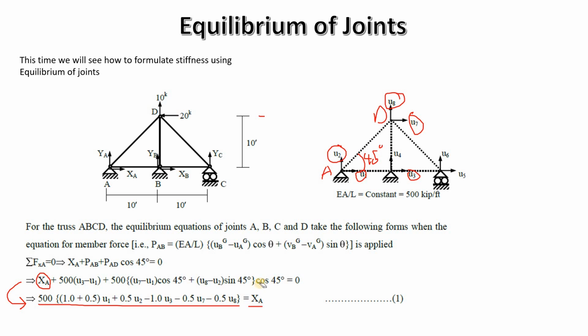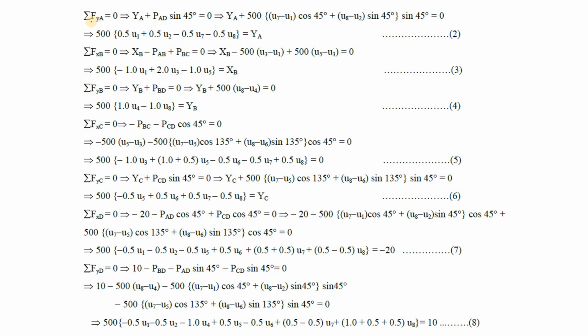Similarly, you can do the same thing for FYA, the y direction equilibrium at joint A. You can see that in the next slide. You can do the same thing for FXB, then FYB, then FXC, then FYC, then FXD, and also FYD. After doing all of this, we're going to get eight equations.